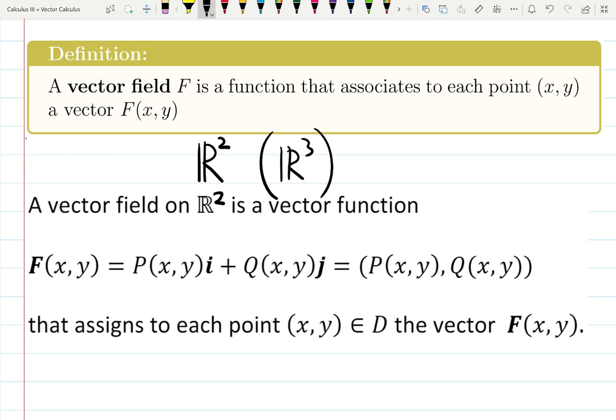So a vector field F is a function that associates to each point (x, y) a vector F at (x, y), with a corresponding rule, and that rule will be the hardest part. The rule will be different from function to function, as always.